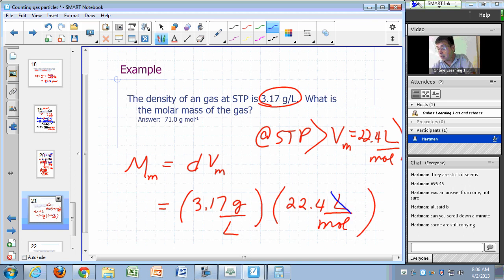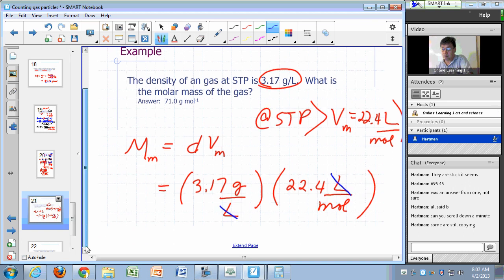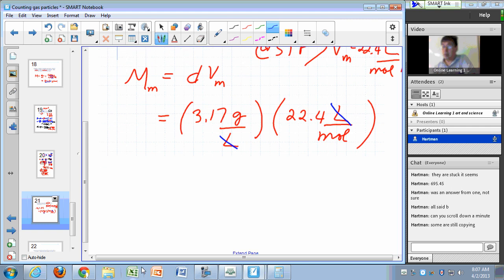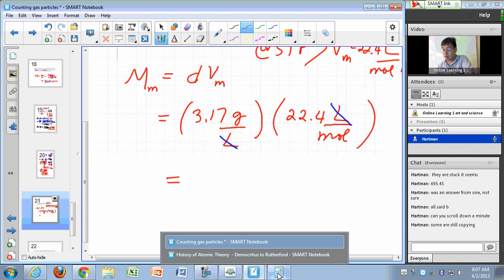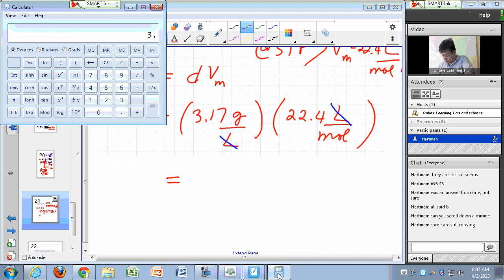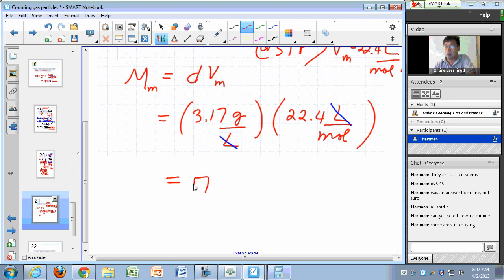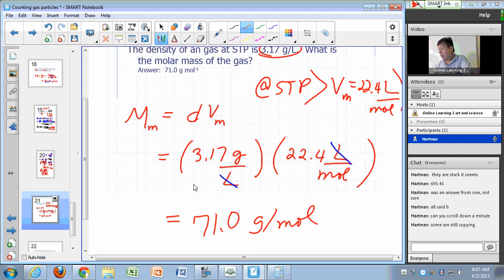Okay, so liters cancels out, and you have 3.17 times 22.4 is 71.0. Okay, so you may not be given the actual mass and volume, but you may be given in the problem the density of the gas. That's all you really need, just the density of the vapor.